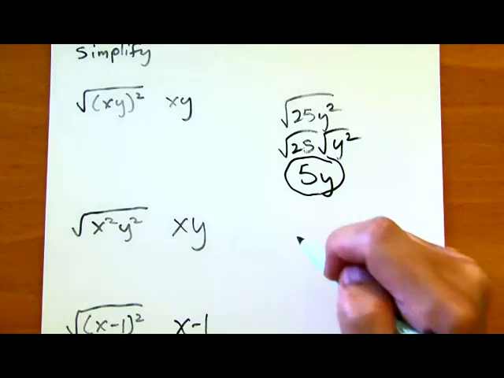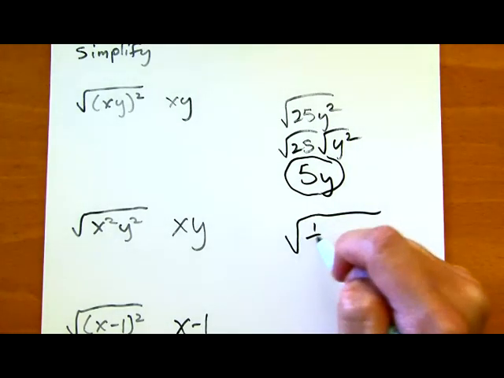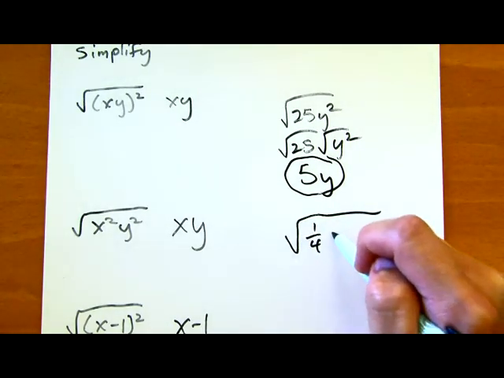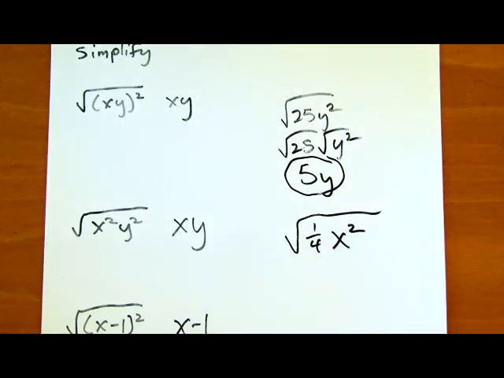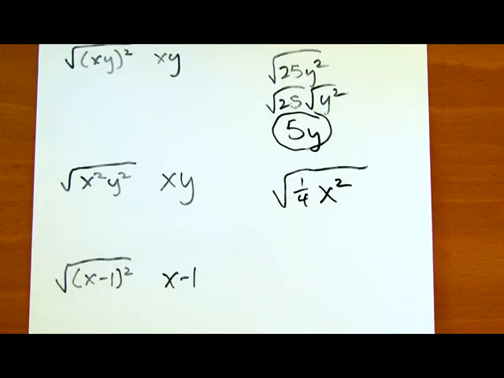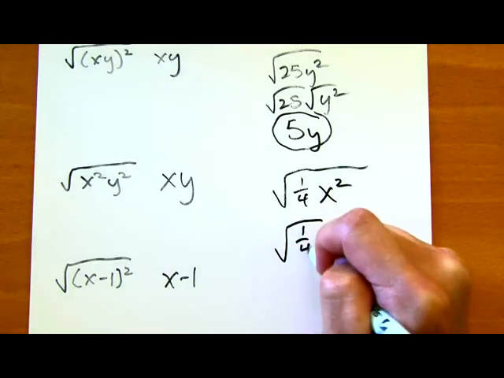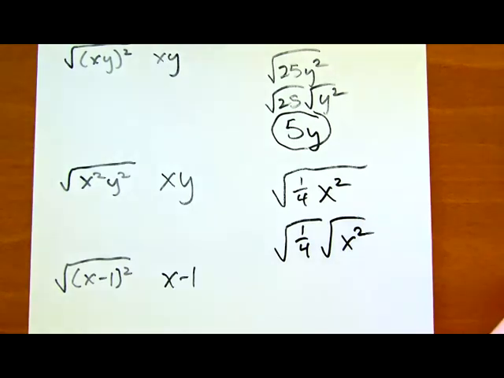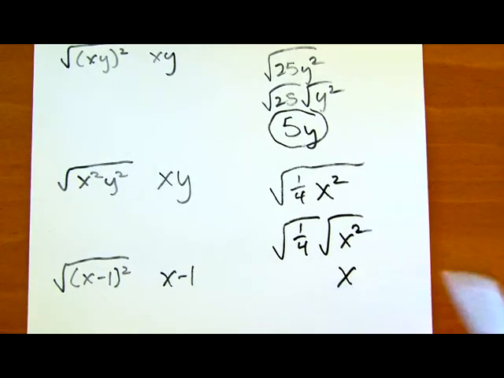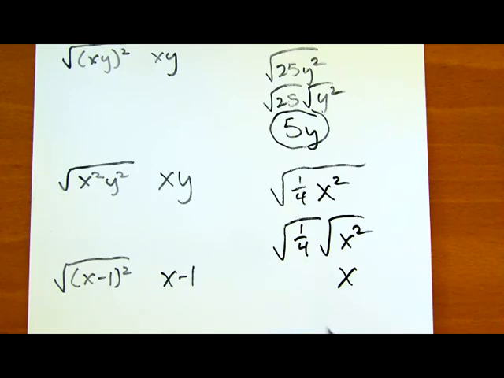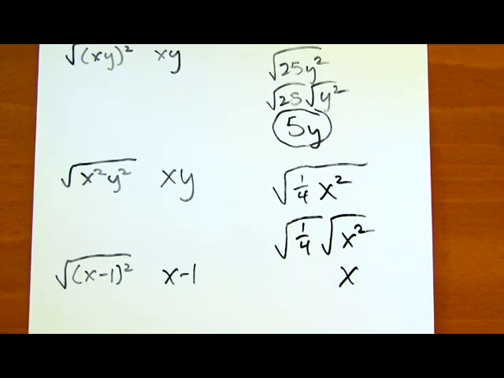One last one. Simplify. Again, we can do it in parts. Square root of 1/4, square root of x squared. We know that is x. Can you square root 1/4? It's 1/2. Yep, 1/2 times 1/2 is 1/4. This is what we're looking for.